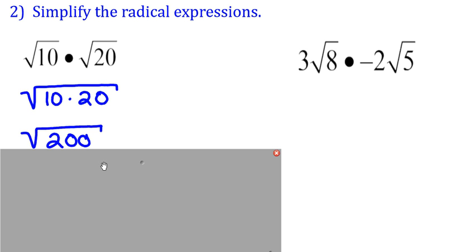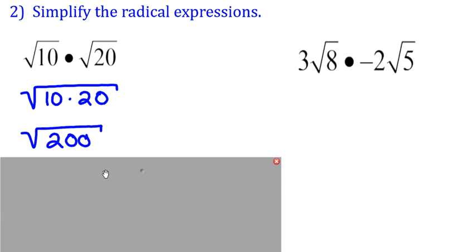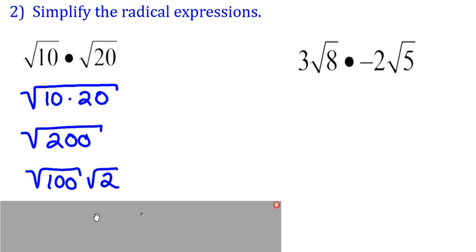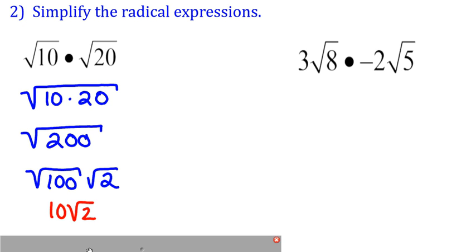Now, like we've done before, does it have any perfect square factors? 200 comes from 100 times 2, and 100 is our perfect square. And we know the value of the square root of 100 is 10. So the square root of 10 times the square root of 20 is 10 square root of 2.